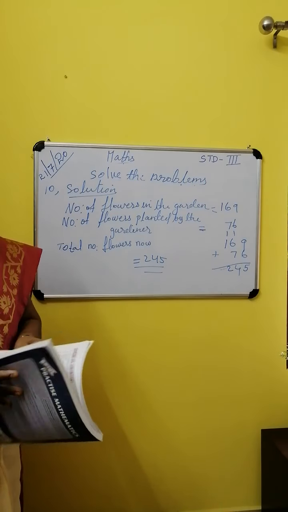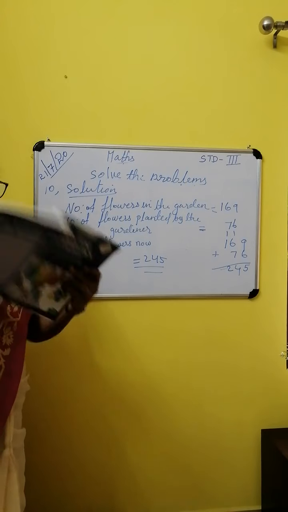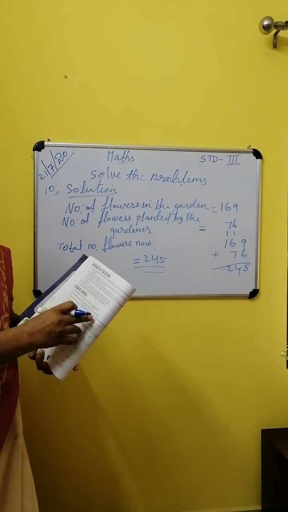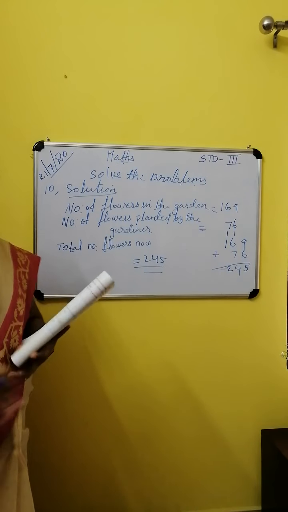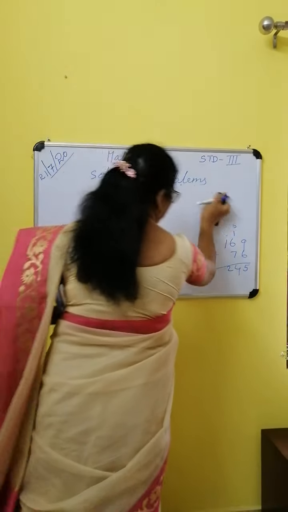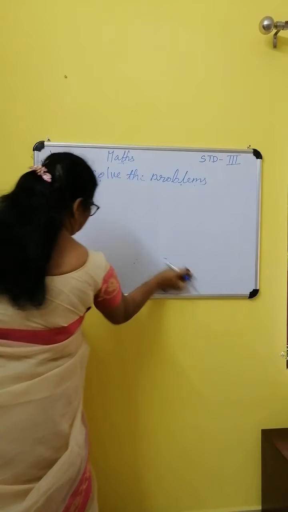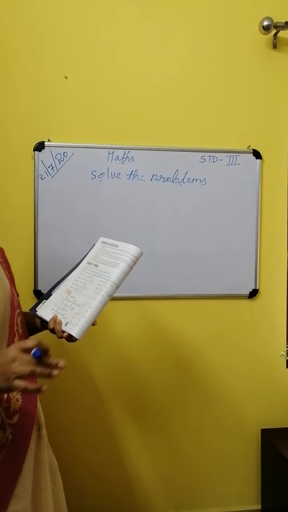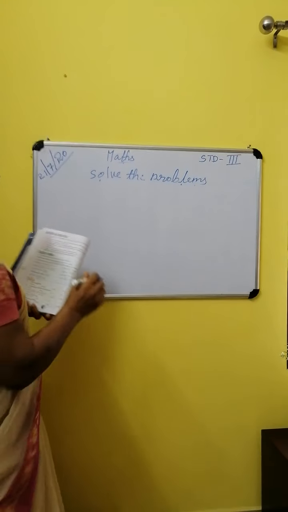Word problems. Now mental ability is there. I will give you the answer. If you read the textbook, you can get the answer, everything. First one, mental ability.